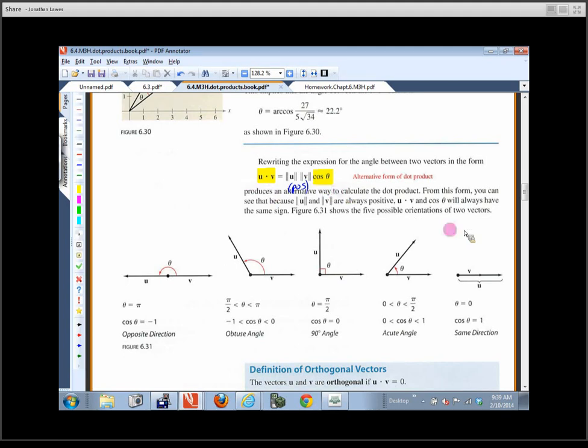Okay, so it says they'll always have the same sign, and it shows the 5 possible orientations of the two vectors. So remember, u and v are two vectors, and we can use the dot product to find the angle between the two vectors. So think about what happens right here. If this is the angle between the two of those vectors, and they are exactly in the opposite direction of each other, and that angle is 180 degrees, the cosine of 180 degrees is -1. So if this was -1, this would have to be negative. Their dot product would have to be negative. Is that right? Does that work?